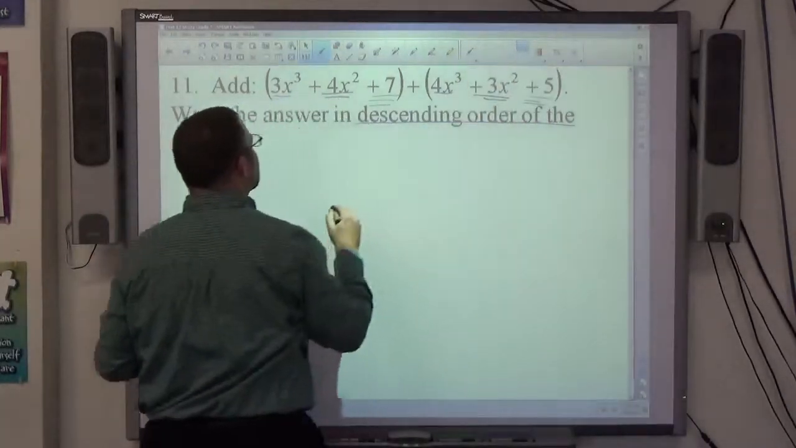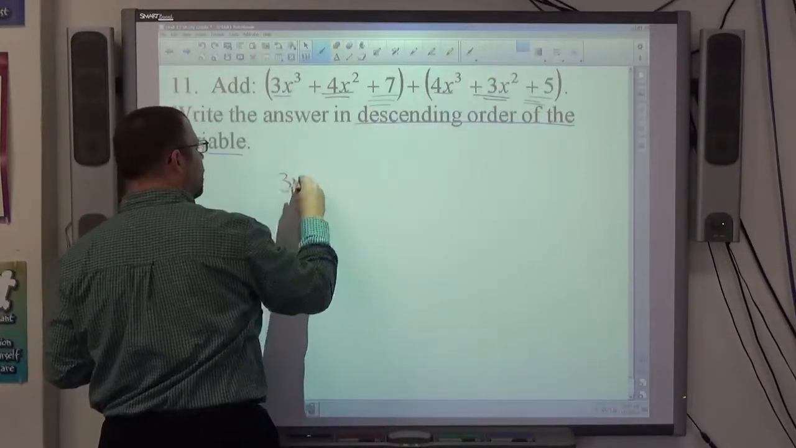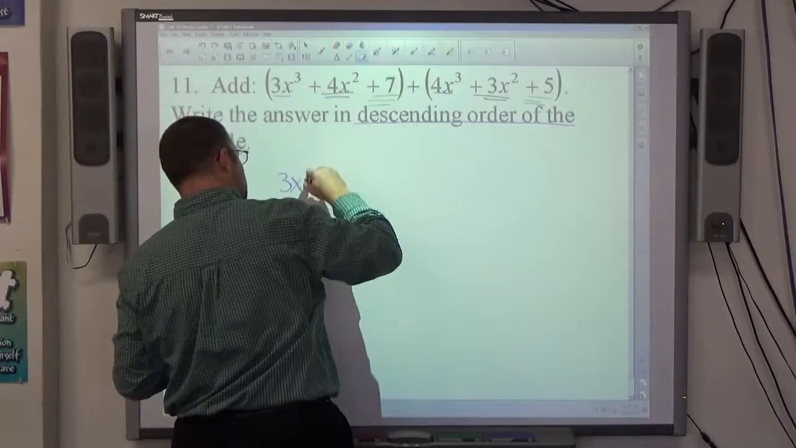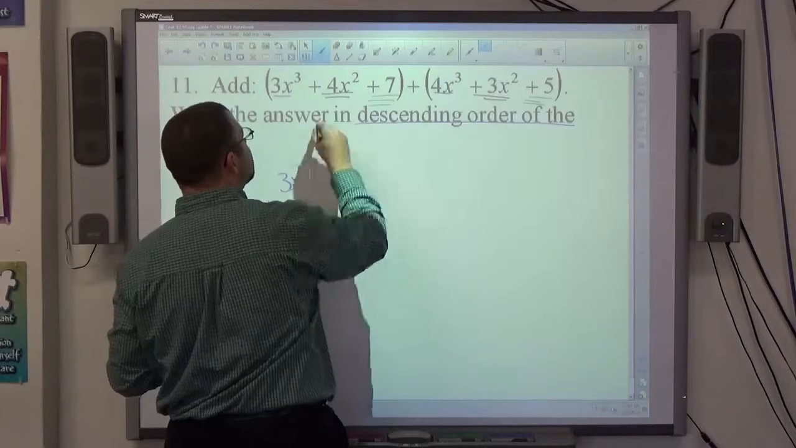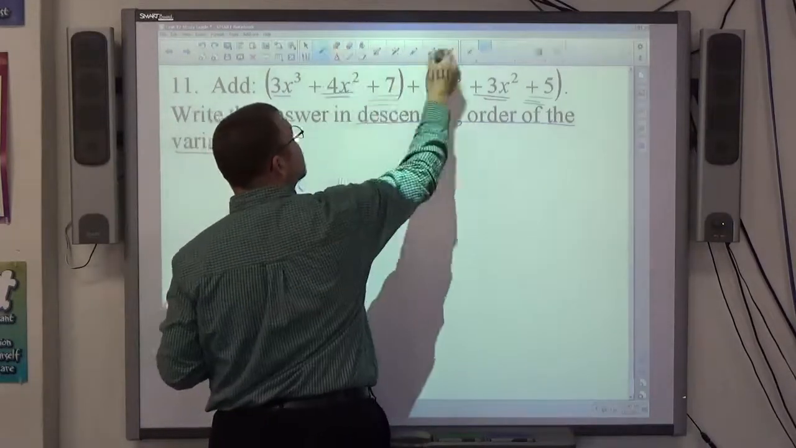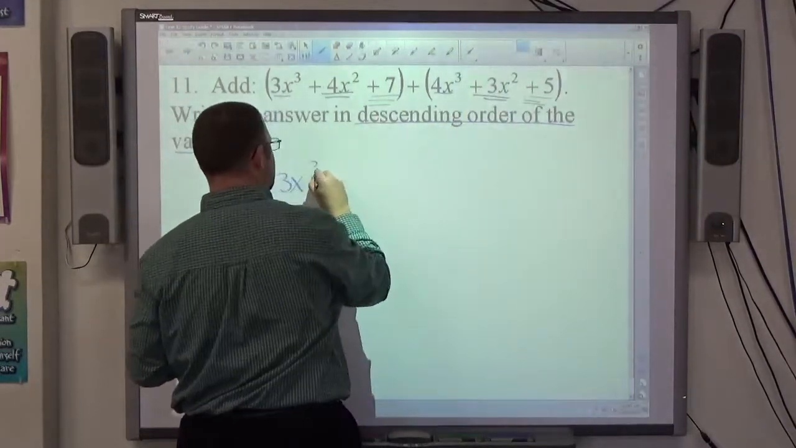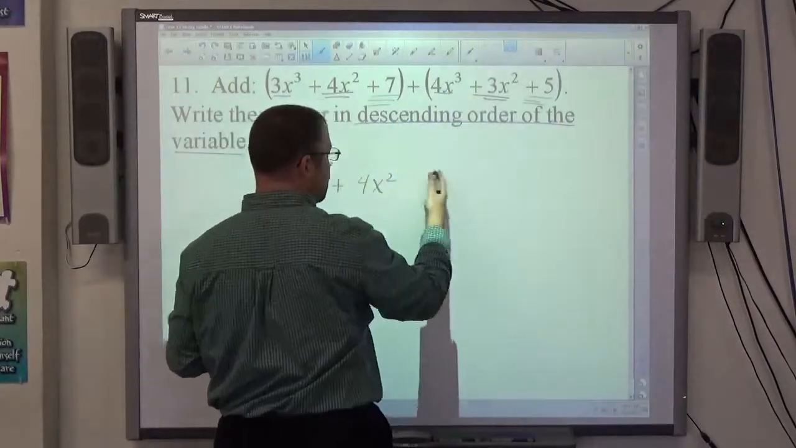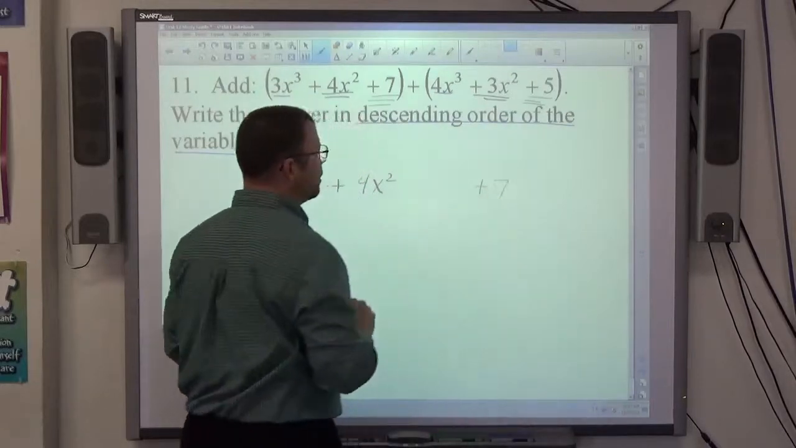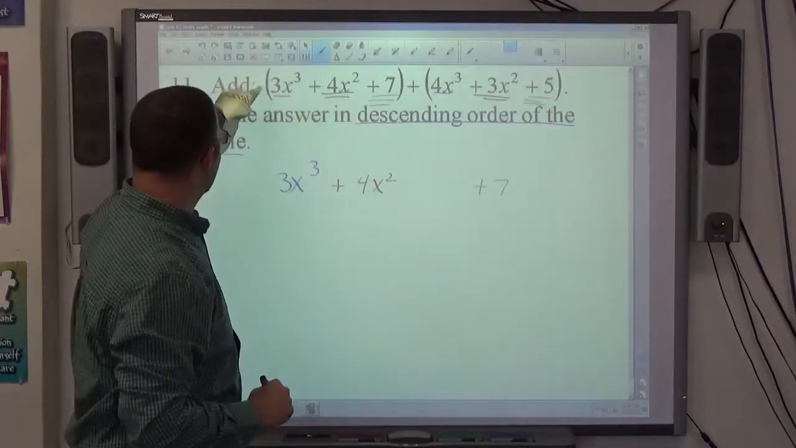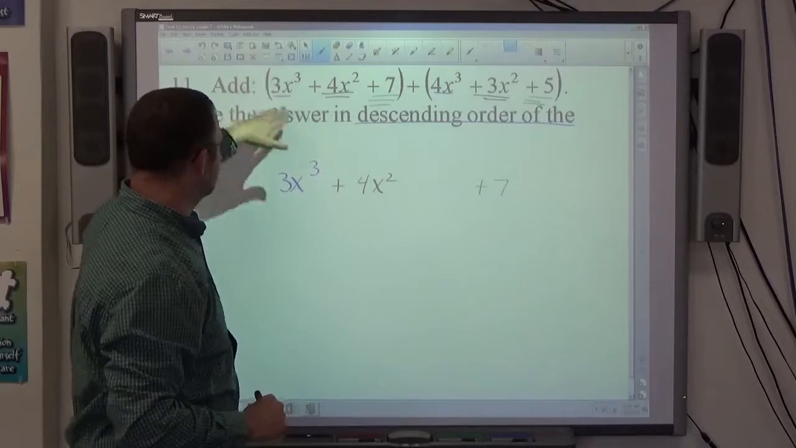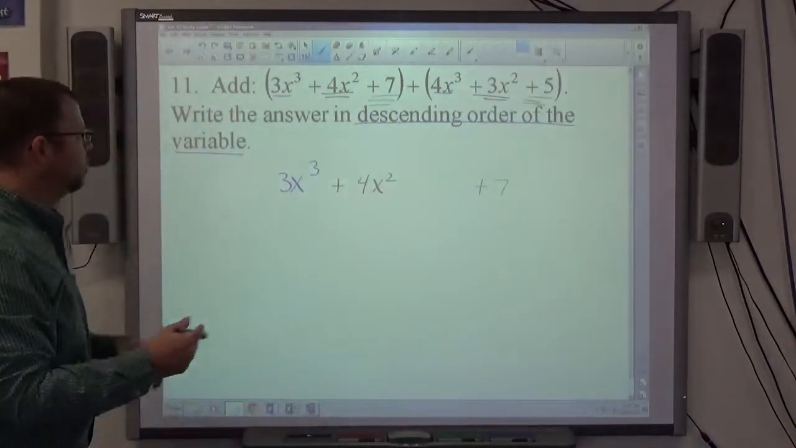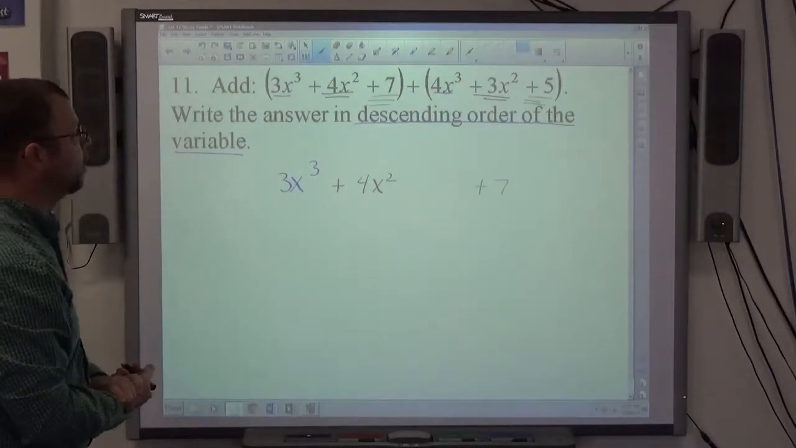And when I do this, I'm going to add up 3x cubed plus 4x squared. And usually you leave a gap because there's no x term, so I'm going to leave a gap, plus 7. There's my original one. There's nothing in front of this creating anything new, so the parentheses are there for effect only. They're not there for any purpose other than just to separate the two polynomials from each other.